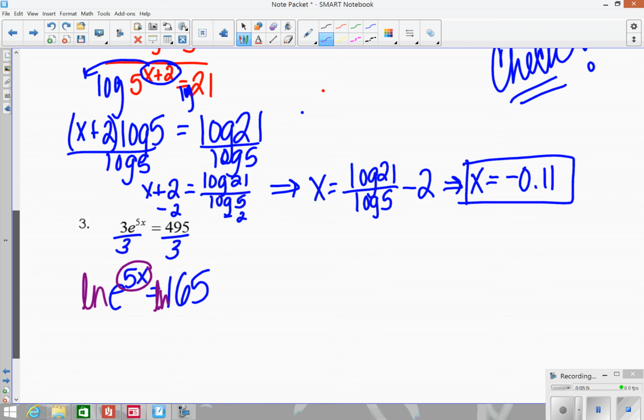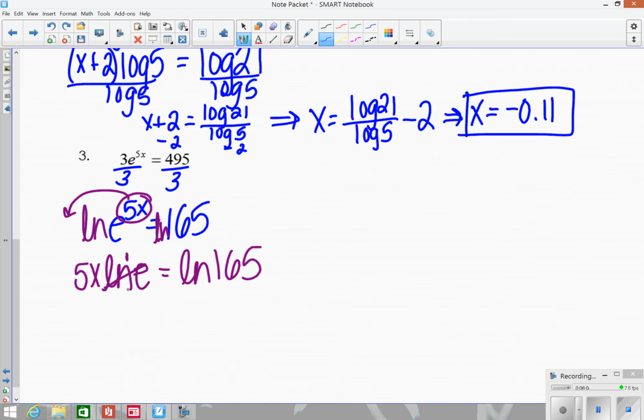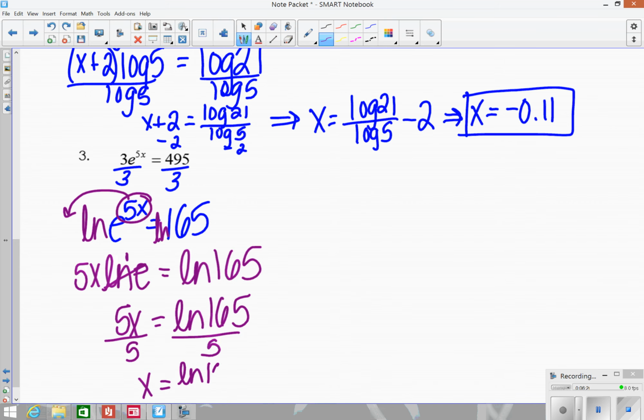Then remember, this allows us to bring that 5x out in front because of the properties of logs. And now this is just going to become 1. ln of e is just 1, because it's really saying log base e of e, and it's asking you, e to what power gives me e, which is 1. So it's always going to be 1. Then I have 5x equals ln of 165. Divide both sides by 5 to get x by itself. So we get x equals ln 165 over 5 as an answer.